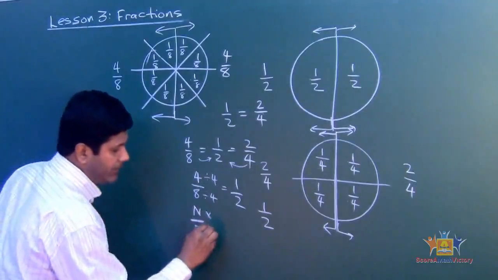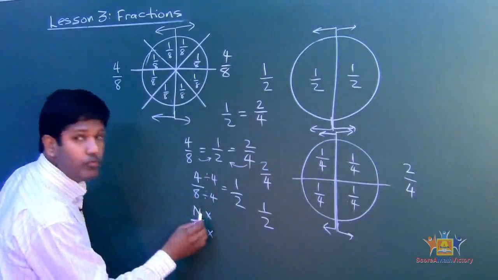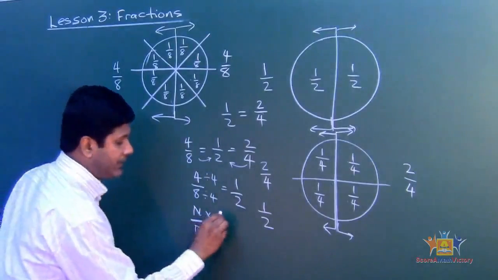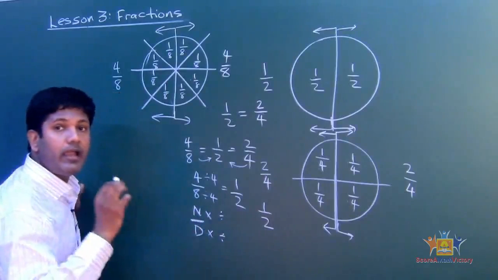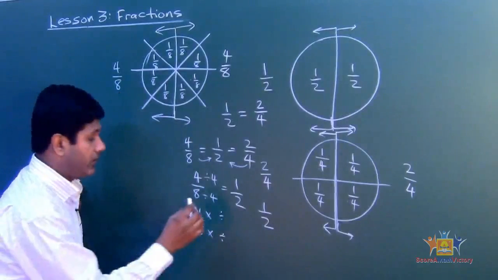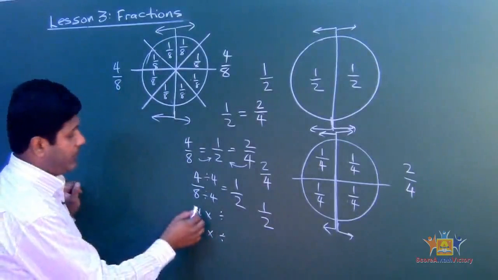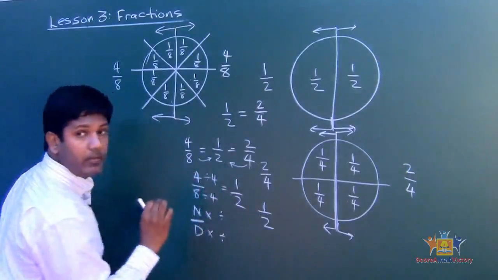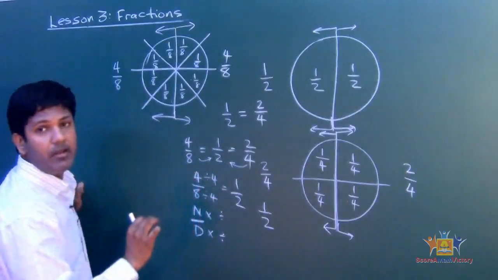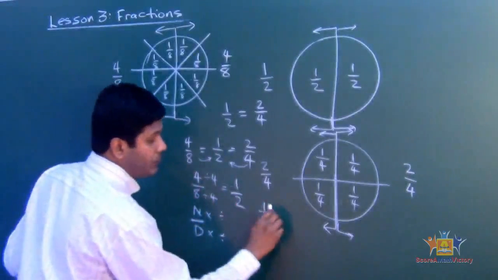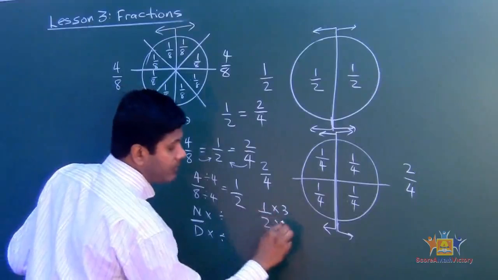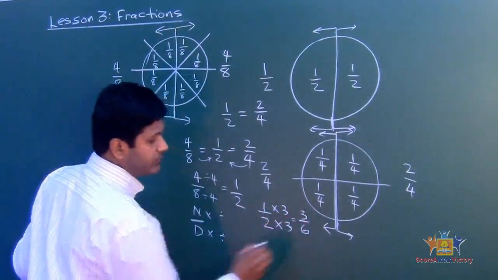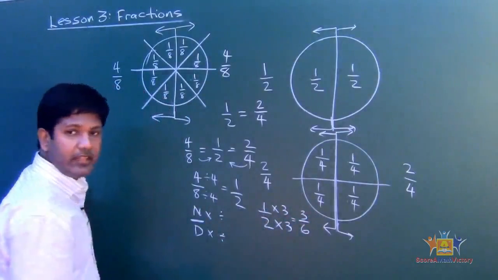I can multiply as long as I multiply the numerator and denominator with the same number. Or I can divide as long as I divide the numerator and denominator with the same number. I can't just simply divide this by 2 and divide this by 4. I can't. If I divide the numerator by 4, I have to divide the denominator by 4. If I multiply the numerator by 3, I have to multiply the denominator by 3. So that makes it what? 3 over 6.